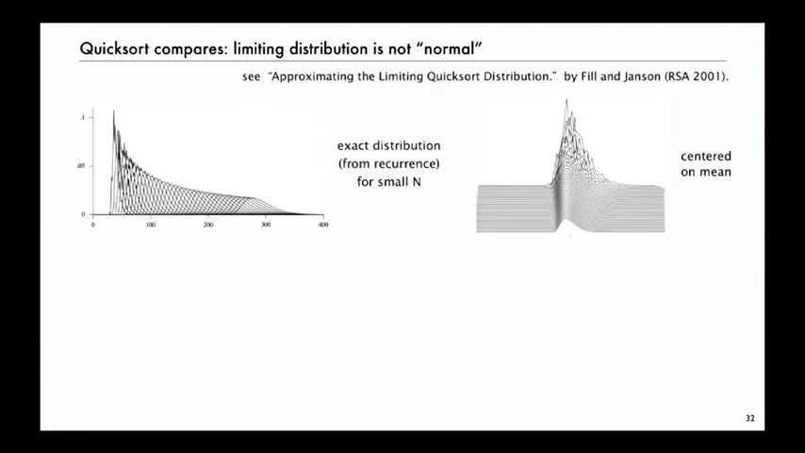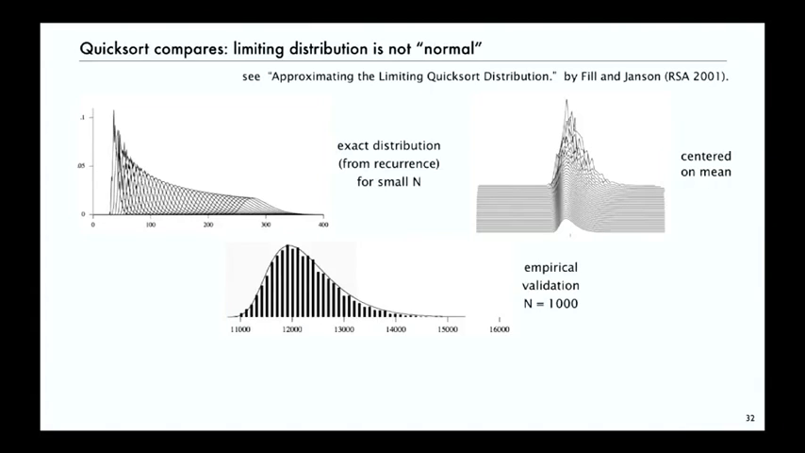So that's the exact distribution from the recurrence, which we can compute, not just the probability that the average is a certain value. We can compute for every k the probability that it takes exactly k comparisons. And then what this plot is doing is taking those curves and centering them on the mean to get an idea of what kind of curve we come close to. And it's not a bell curve. It's got kind of a tail off to the right.